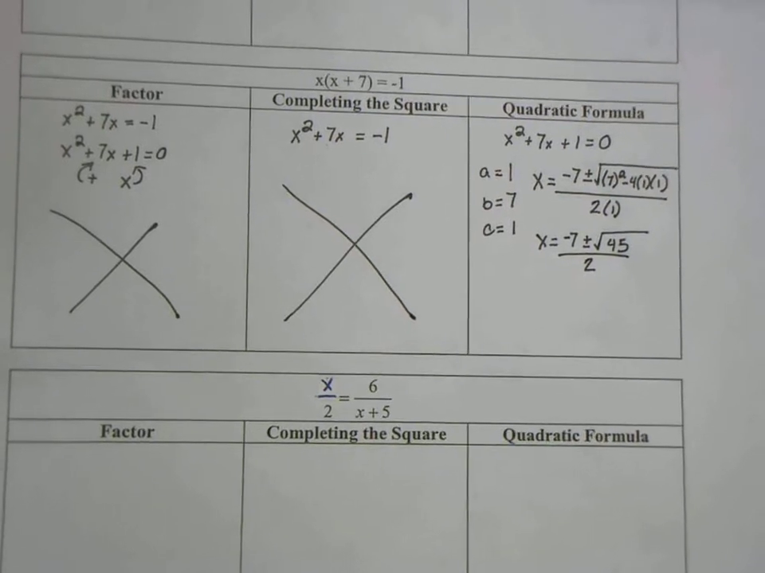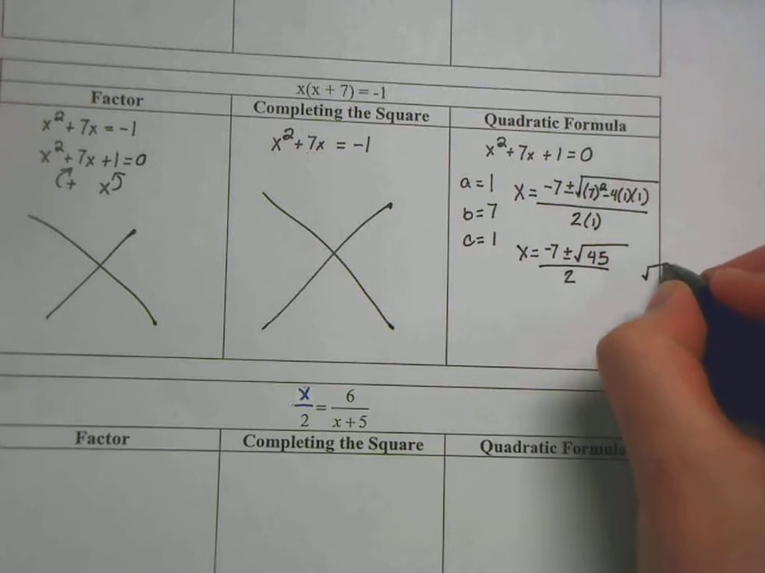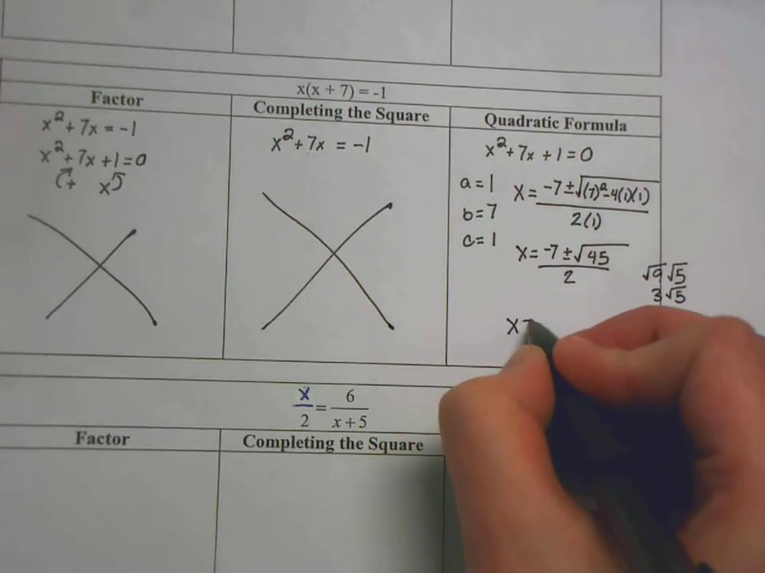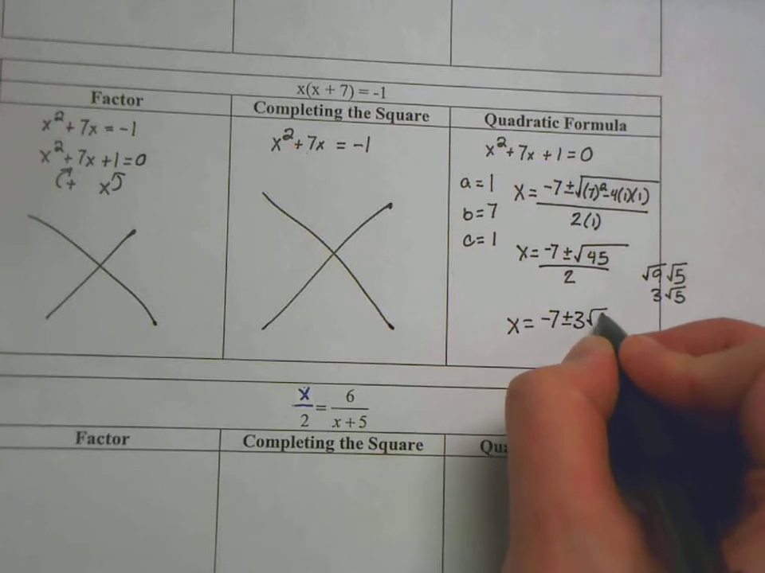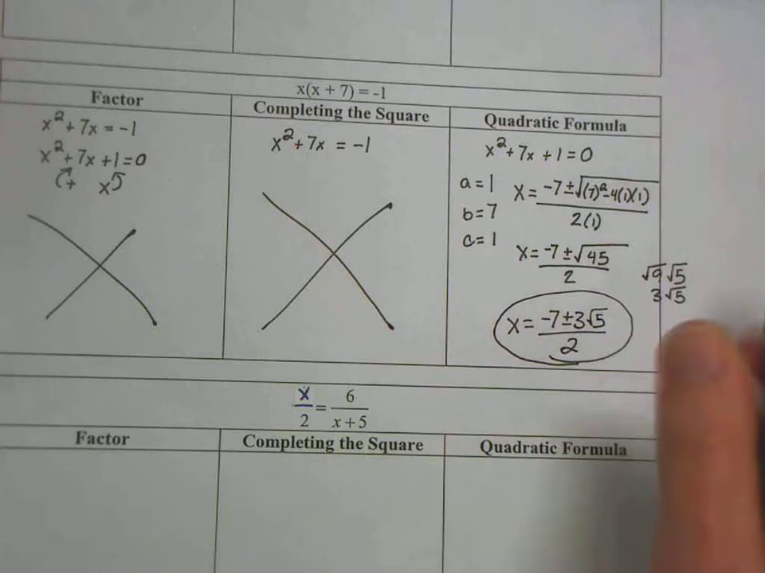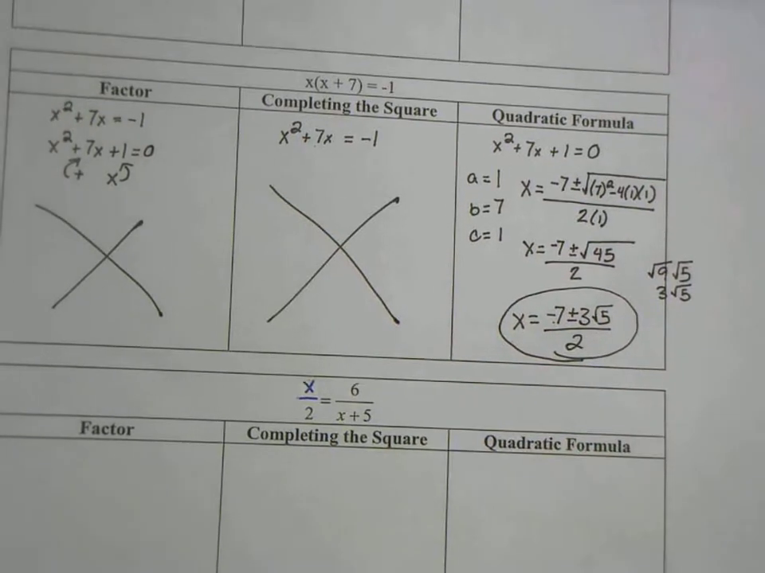Now 45 is not a perfect square, but it can be reduced. Radical 45 can get broken down into radical 9, radical 5, which is just 3 radical 5. So your final answer would be negative 7 plus or minus 3 radical 5, all divided by 2. You can't go any farther because you can't divide the 2 whole numbers on top by the denominator. So that is your final answer.